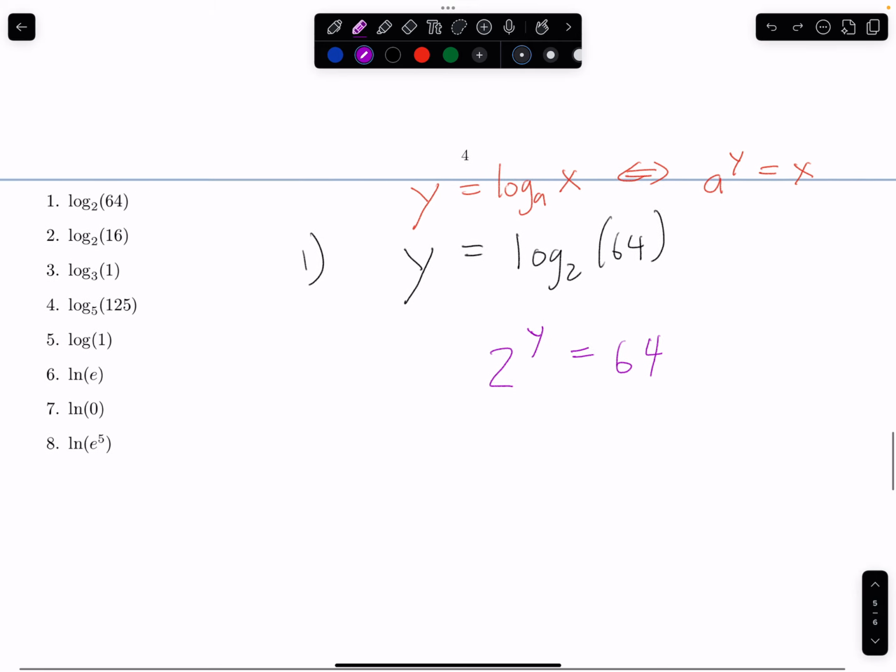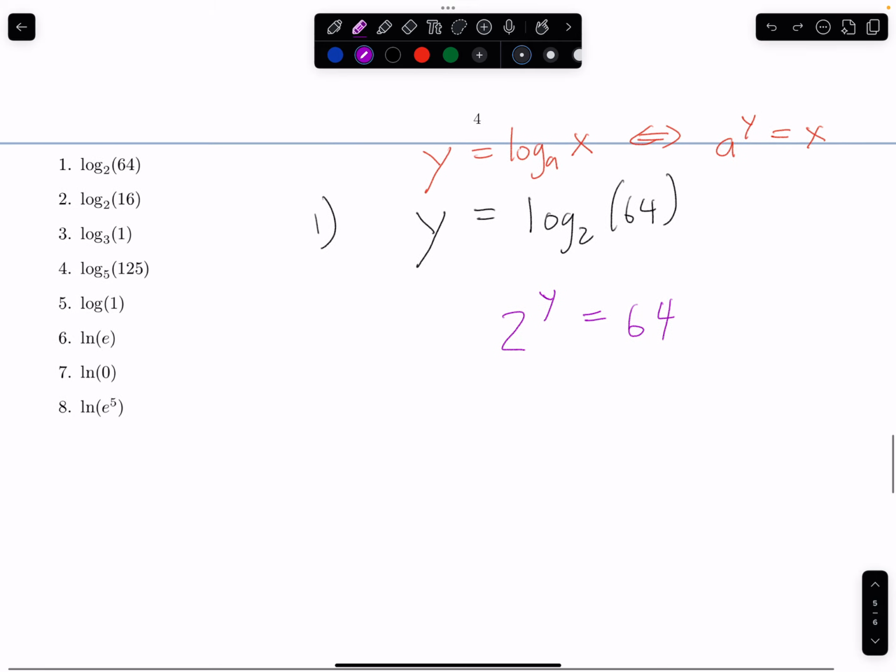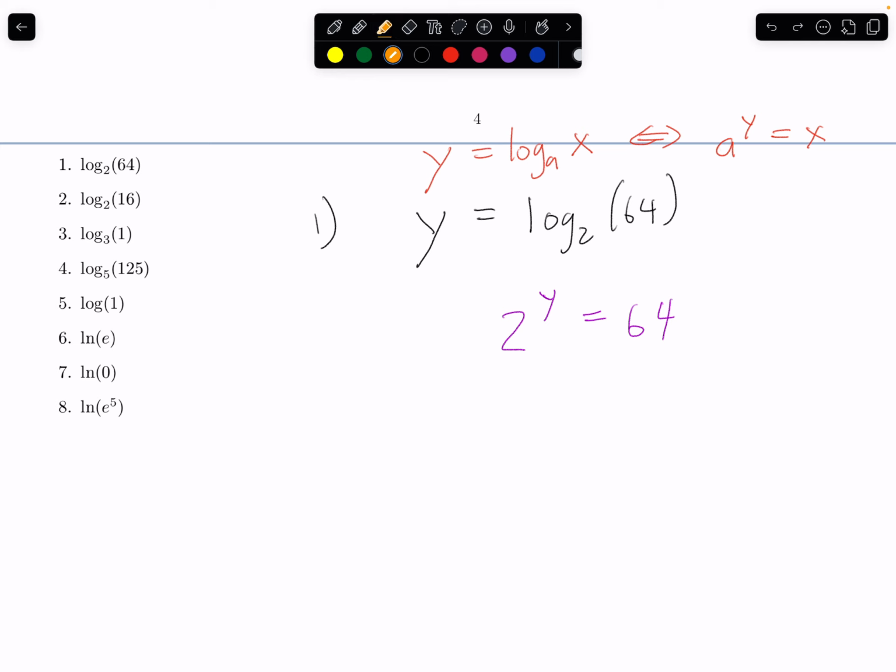And now I have to just figure out what this y is. Well, how could I figure that out? You kind of just think: 2 to what power is equal to 64? These are easy enough that I can do them in my head. 2, 4, 8, 16, 32, 64. That's 6 times I counted. I was literally just using my fingers, so it's embarrassing. Okay, so y is going to be equal to 6 then.